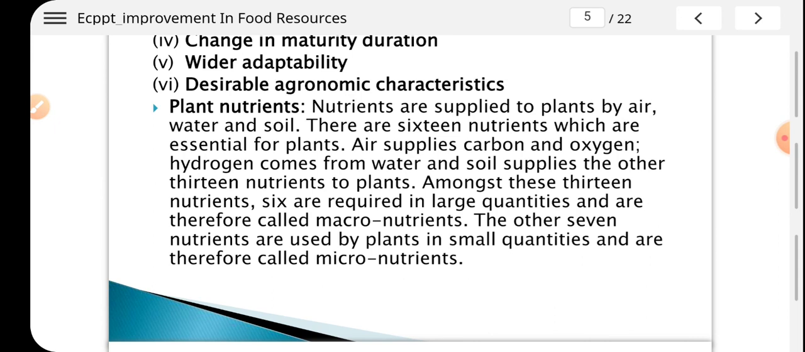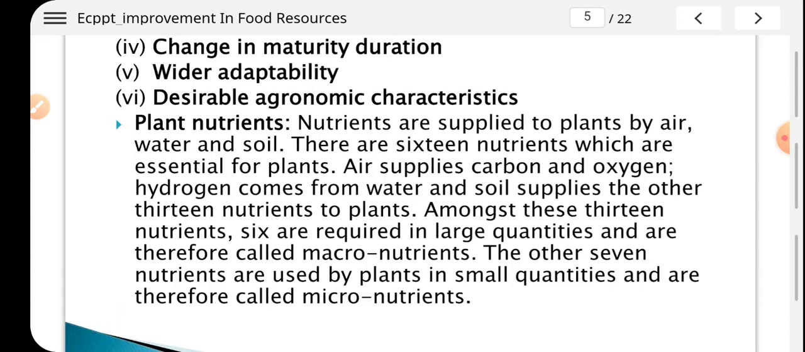Nutrients are supplied to a plant by air, water, and soil. There are 16 nutrients which are essential for plants. Air supplies carbon and oxygen. Hydrogen comes from water, and the soil supplies the other 13 nutrients to the plant. Among these 13 nutrients, 6 are required in a large quantity and are therefore called macronutrients, and the other 7 are used by the plant in small quantities and are therefore called micronutrients.